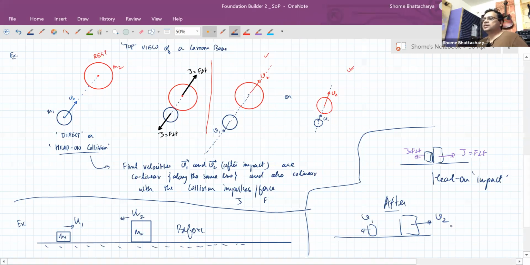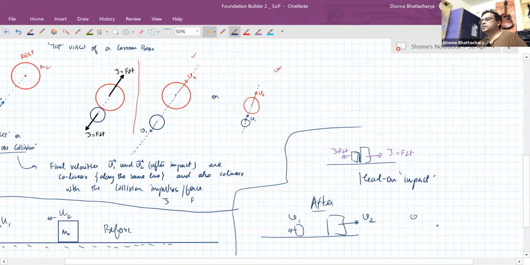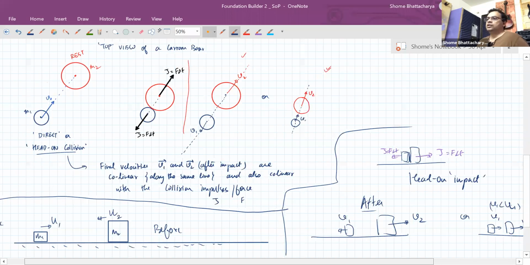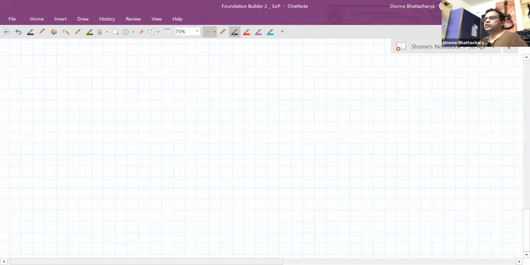Similarly, even in the example of the blocks, it might be this way, or it might even happen that the first block continues in the same direction, but with a lower speed. V1 is less than U1. It continues in the same direction, and after impact, this one recoils. V2 becomes like this. That's also possible. So there are various different possibilities. It all depends on two things: the ratio of the masses and also the materials that the two colliding objects are made of.